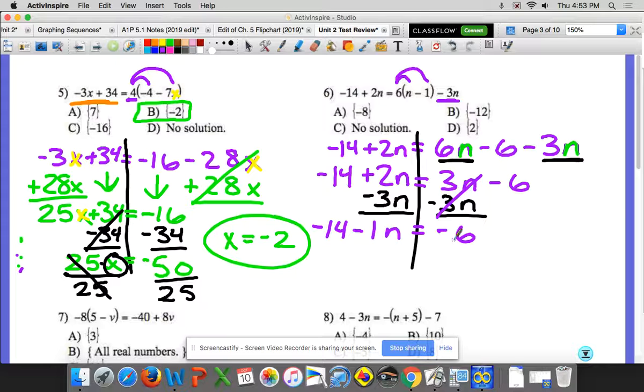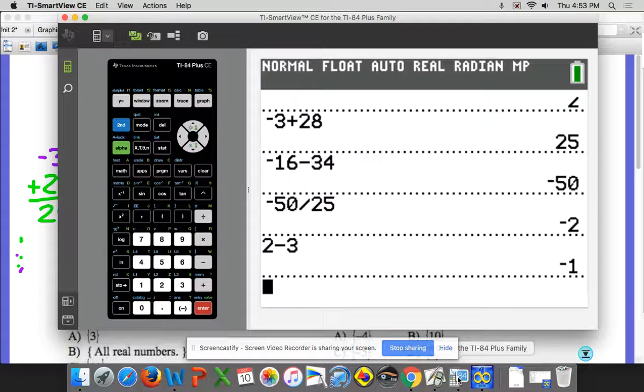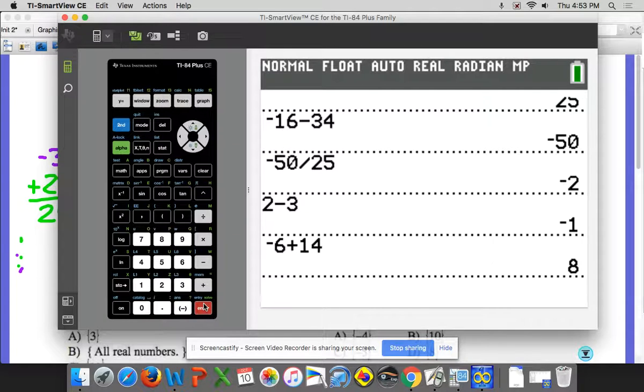So now, in order to get n by itself, we're going to have to eliminate that negative 14, and we do that by adding 14 or taking a positive 14. And what we do to one side, we've got to do to the other. So we get negative 1n equals negative 6 plus 14, which is 8.